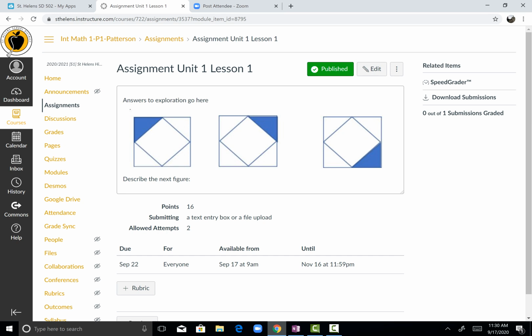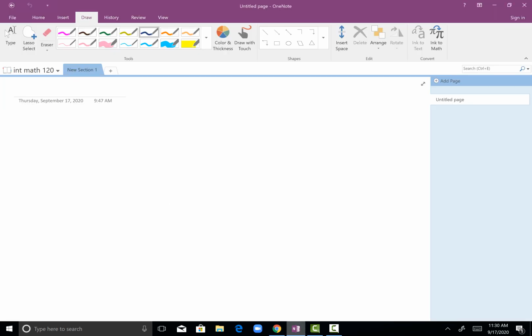All right, I want to get back to this. One of the things we want to think about is what made you decide upon your answer. Whatever it was that you decided to draw or describe, what made you think that? Because that's important. When we look at these patterns, there's a certain type of reasoning that goes along with them, and one of those is called inductive reasoning.